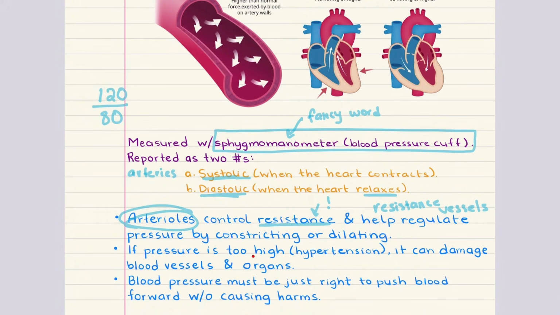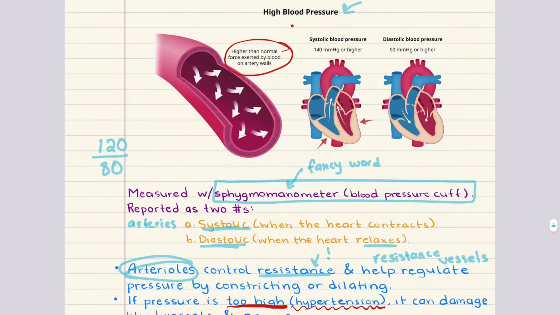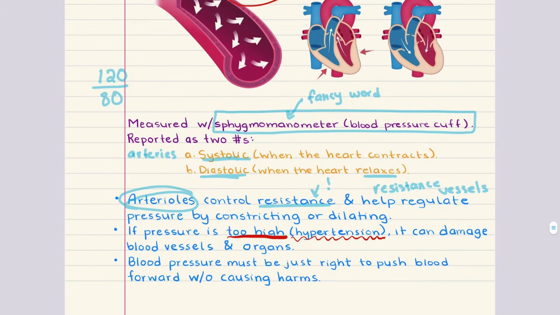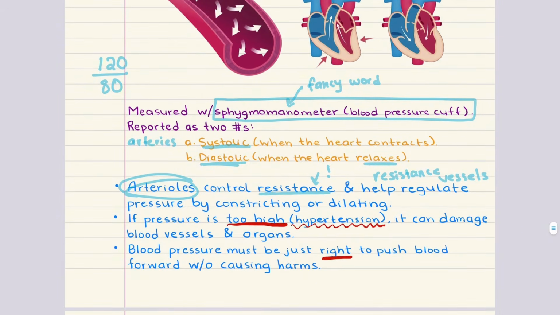If blood pressure is too high, that's called hypertension. Over time, high pressure can damage blood vessels and organs, especially the heart, the kidneys, the brain, and the eyes. If pressure is too low, then tissues won't get enough oxygen. The goal is to keep blood pressure just right. So Goldilocks blood pressure, not too high, not too low, so that blood moves forward effectively without causing harm.